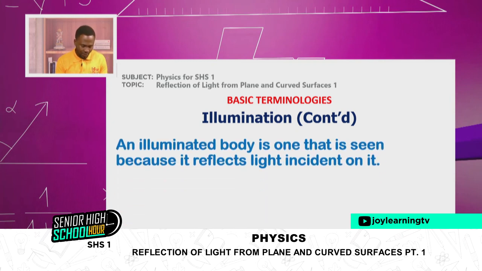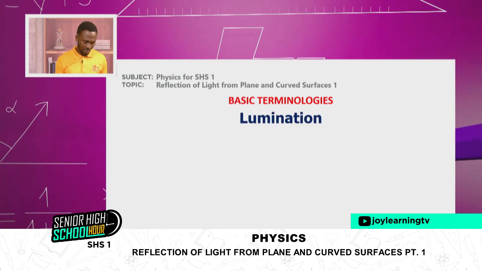A body that is said to be illuminated is one that is seen because it reflects light incident on it. So you could be asked, what is an illuminated body? It is a body that is seen because it reflects light incident on it. And that's very important. It could be in your objective test questions.